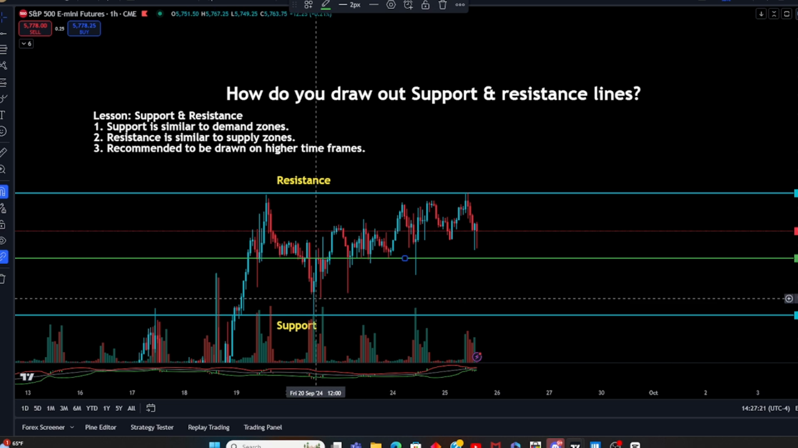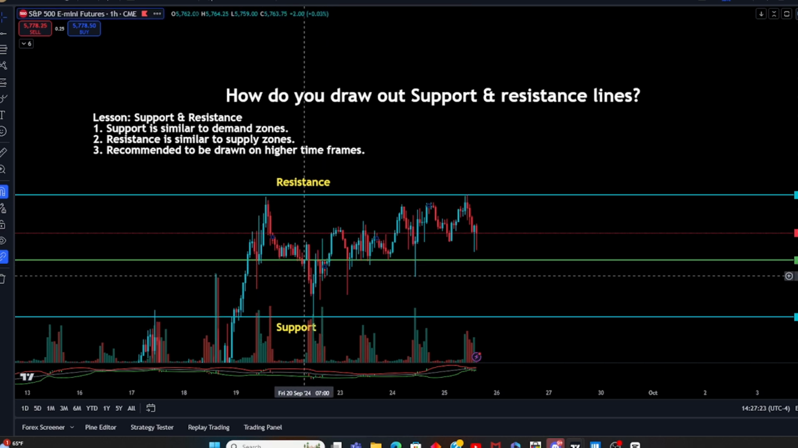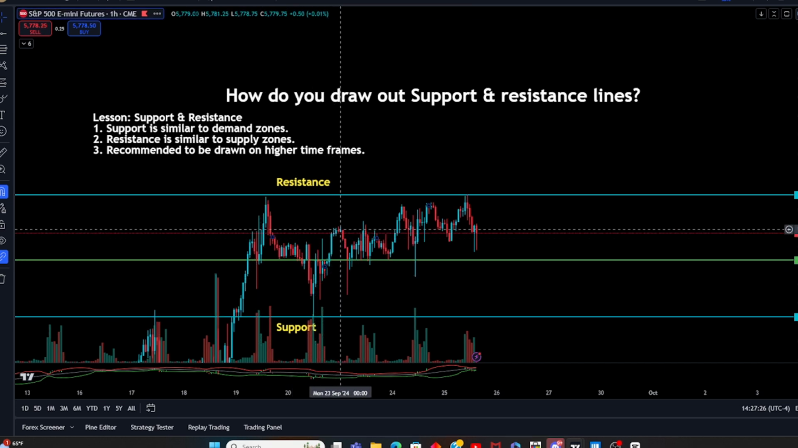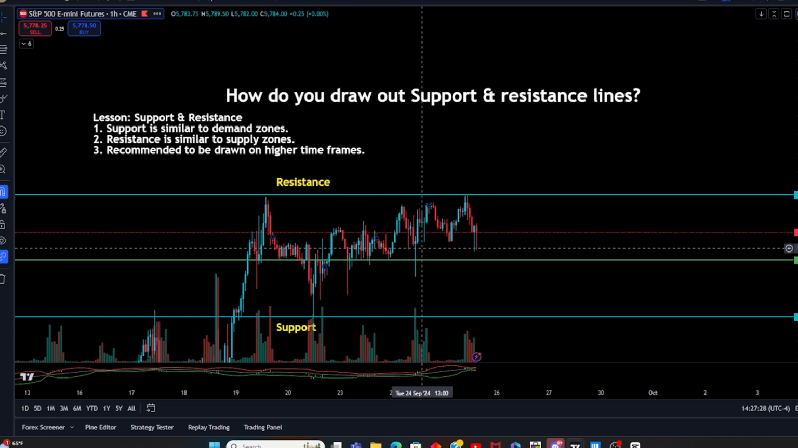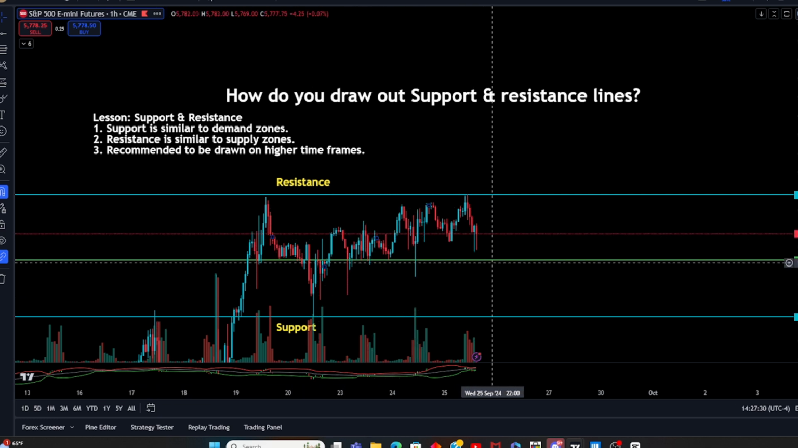As you can see, this at one point was resistance. It was a resistance area, and then it broke out, turned support, and it's been support ever since. So it's a very strong support line.